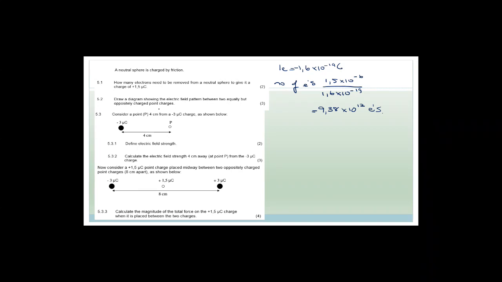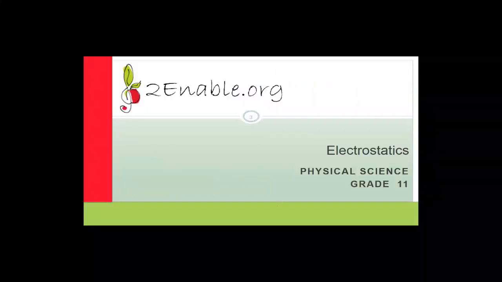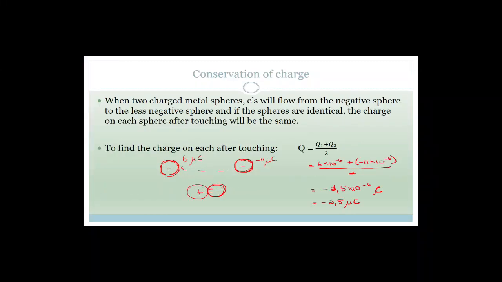Okay, now, the next question says, draw a diagram showing the electric field pattern between two equally but oppositely charged point charges. I'm not doing that again. It's this drawing. Wait, where is it? Oh, I deleted it. Okay, I guess I'm doing it again.